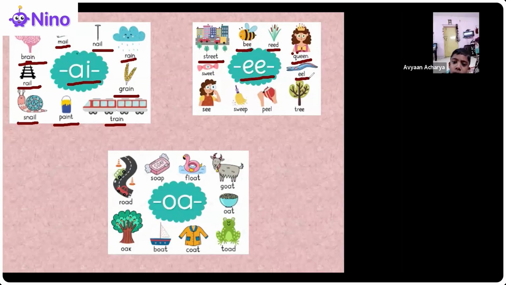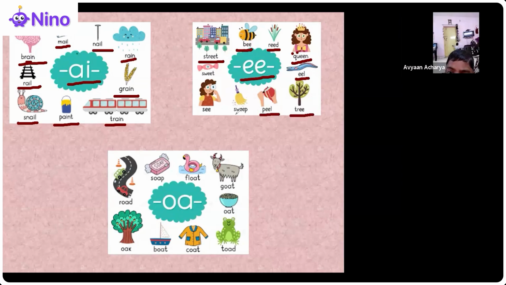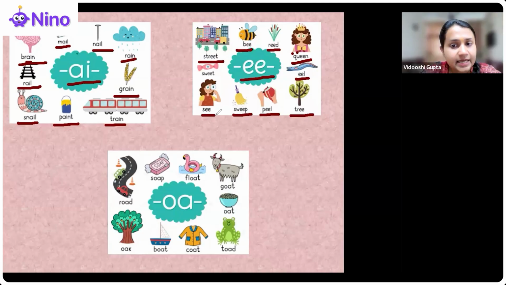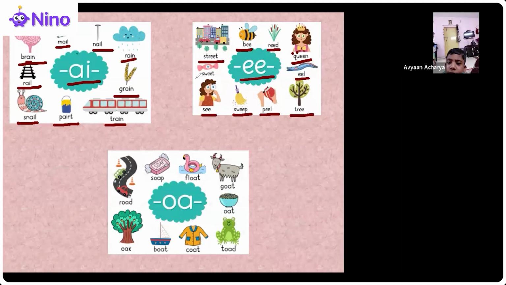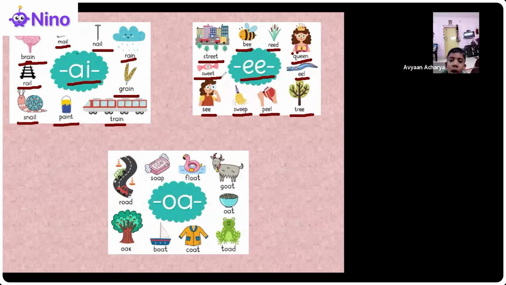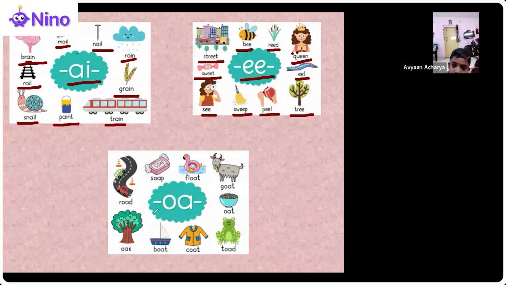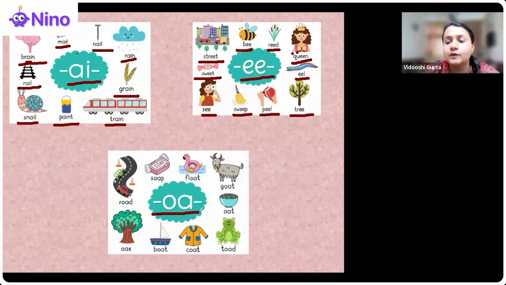Next is E. Tree, peel, sweep. And these are also sweet. How can I forget sweet for my sweet friend? So two E's coming together make the long E sound, in the examples we just read here.